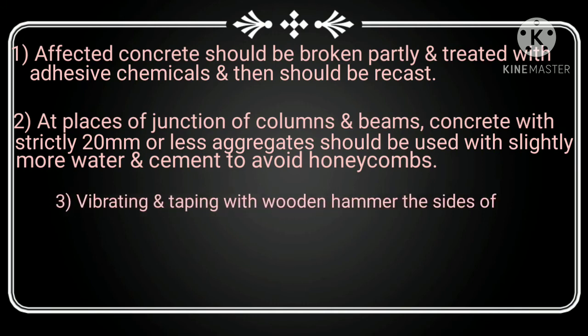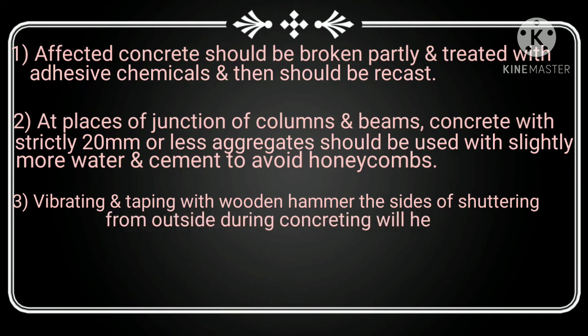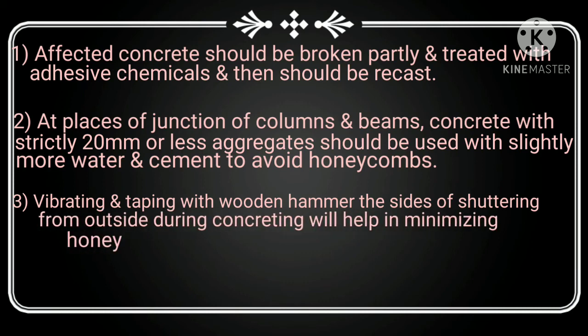Third is vibrating and tapping the sides of the shuttering from outside with a wooden hammer during the concreting, which will help in minimizing honeycomb. In case of columns and beams, use a thinner needle, 25 mm or less, with the vibrator at intricate places. This will also help in reducing the honeycombs.